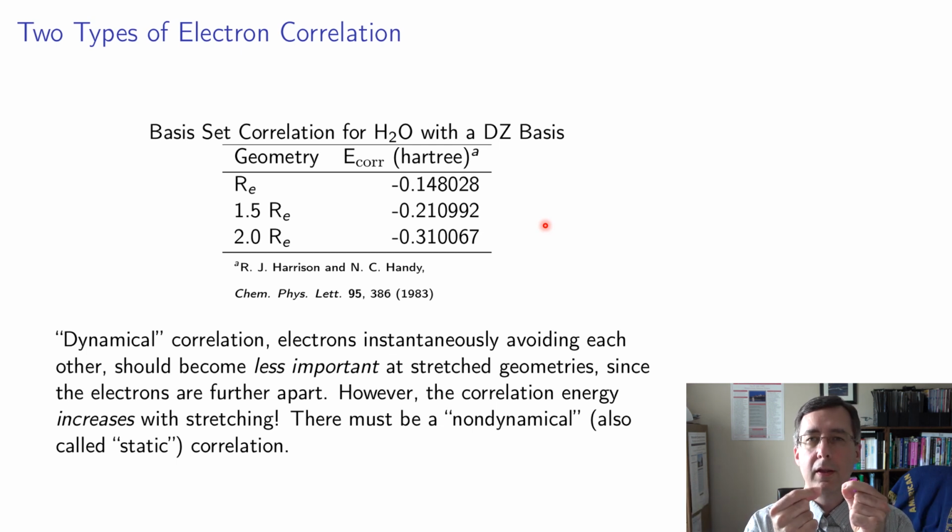And this electrons avoid each other at close range kind of effect we call dynamical correlation. And we're pretty confident that that should get smaller at larger bond lengths. And so there must be some other non-dynamical kind of electron correlation happening at these larger bond lengths.